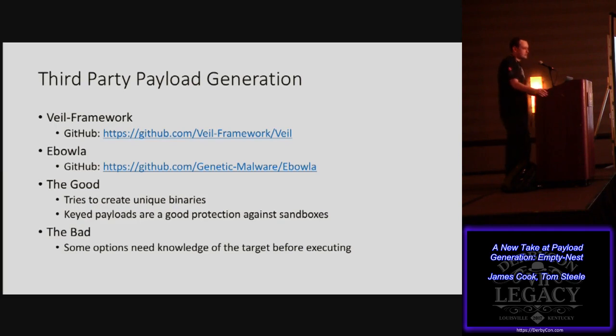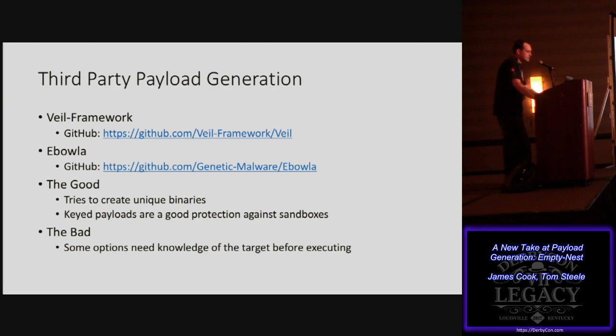Third-party payload generators are something like Veil and Ebowla. Both of these are really good projects, right? Veil's now moved over to trying to create unique binaries with key payloads. A key payload is something that you look for before actually executing your malicious code. So you can base it off a username or domain that you're looking for. You can base it off of how much RAM is installed. Some VMs only have 2 gigabytes of RAM. If you look for more than 2 gigabytes, then you can safely assume that you're not a VM, so you can execute. Or CPU cores: if you have more than 1 or 2 cores, you might be able to execute.